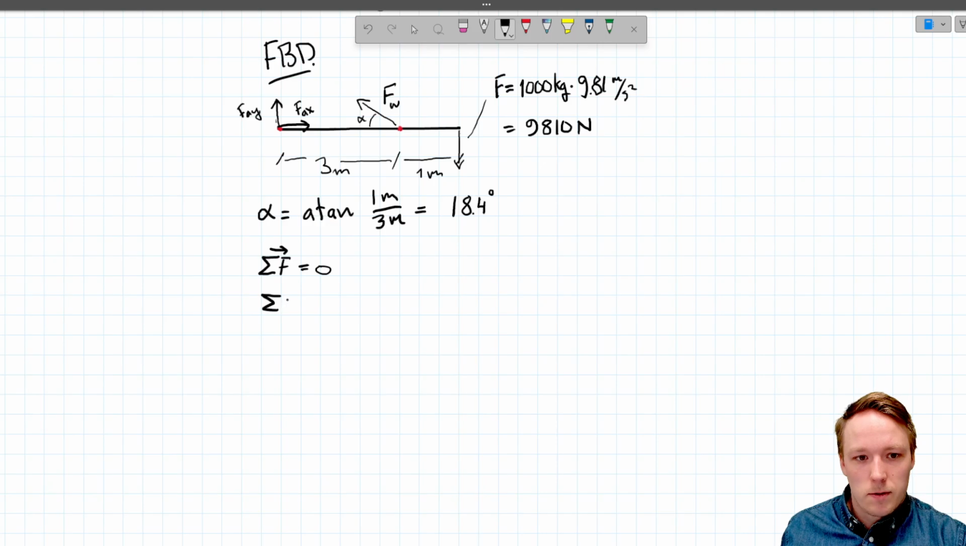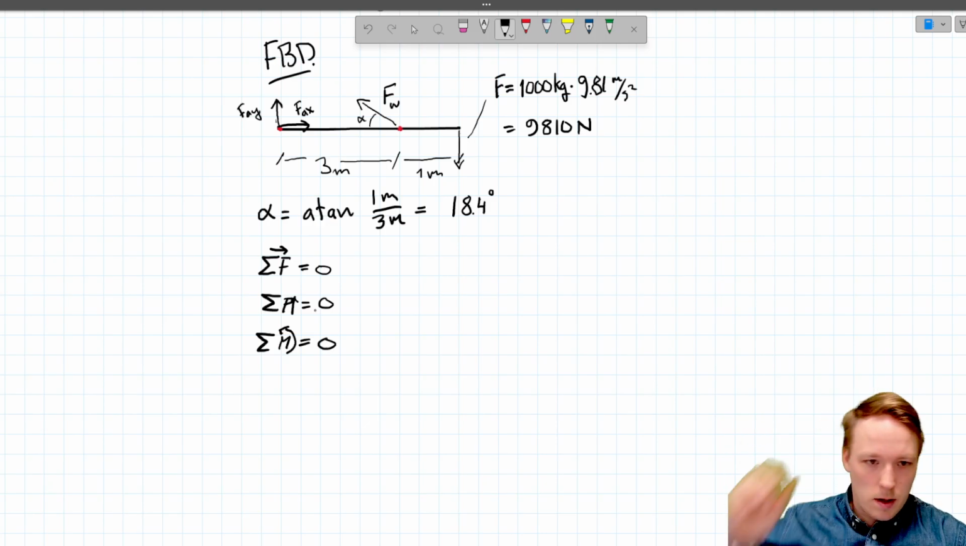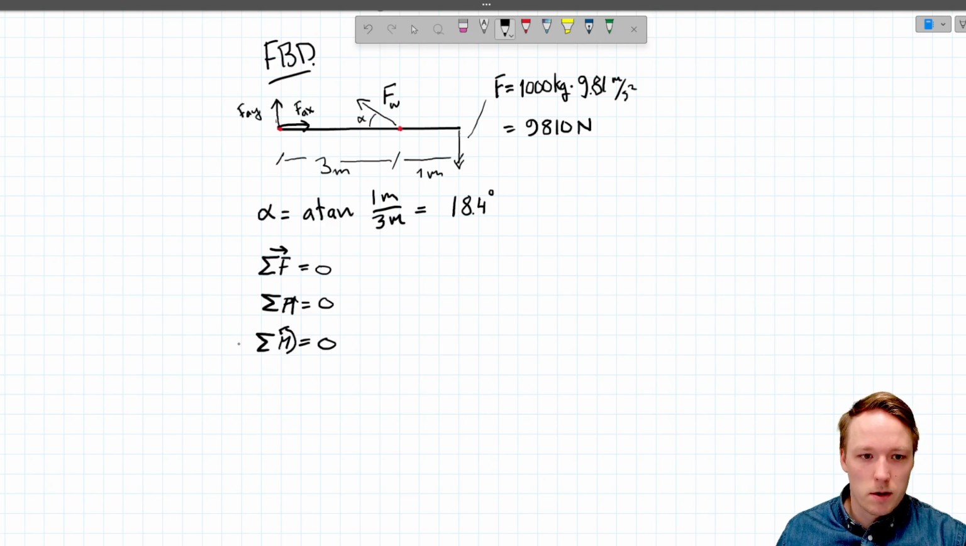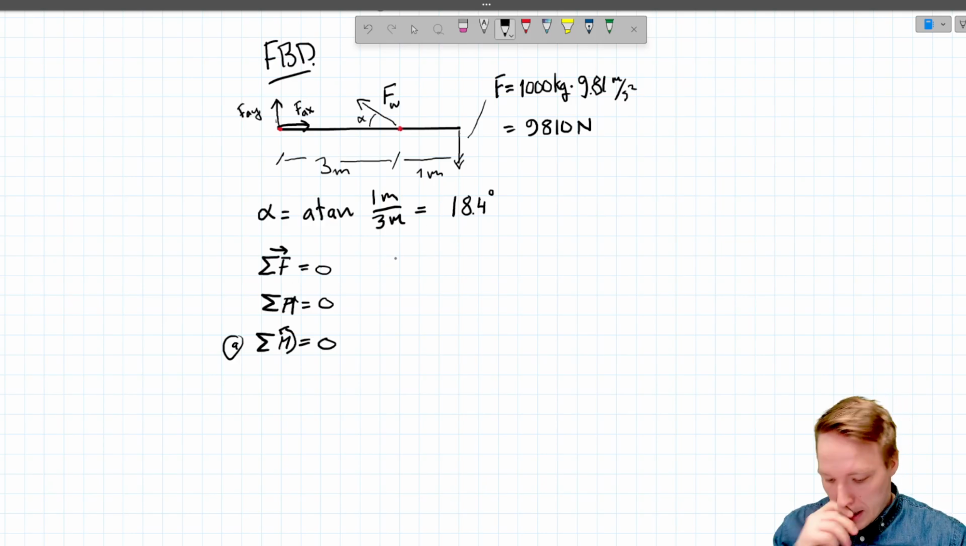The sum of vertical forces has to equal 0, and the sum of moments has to equal 0. Okay, and the moment we are going to calculate around the point A in this example. So let's start with the horizontal ones.